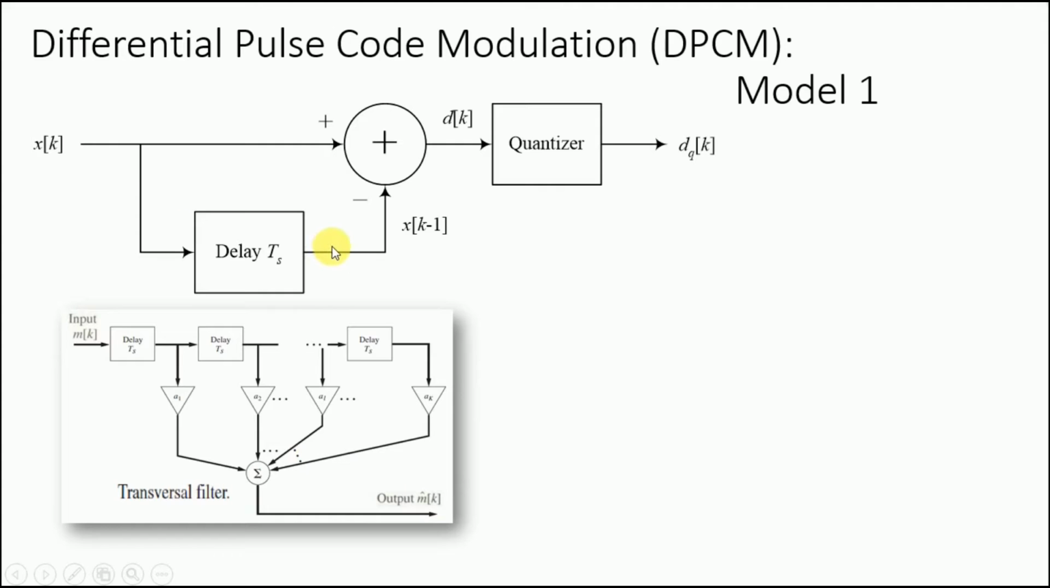Presently, what we are doing is just taking one delay. So we are setting the value of a1 equal to 1, while we are setting all other coefficients equal to 0. So we are simply having one delay, so a is equal to 1. This is why we are having xk minus 1.